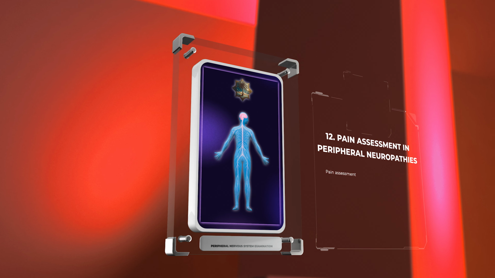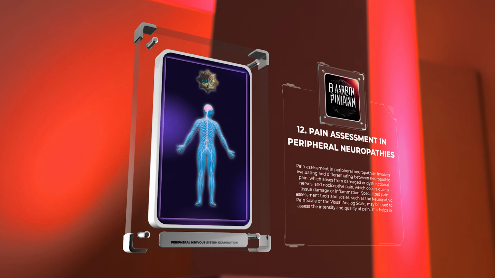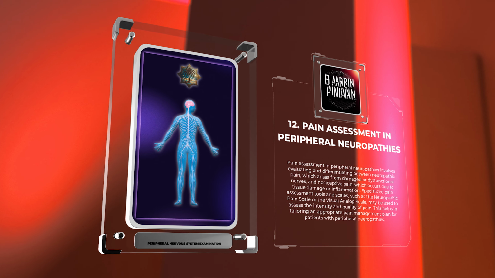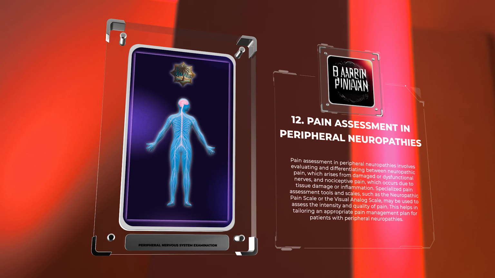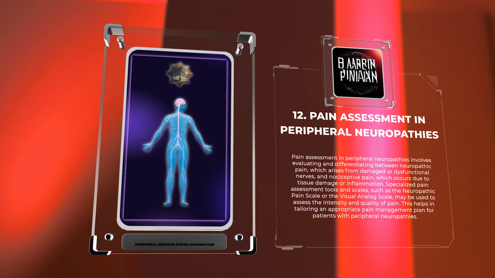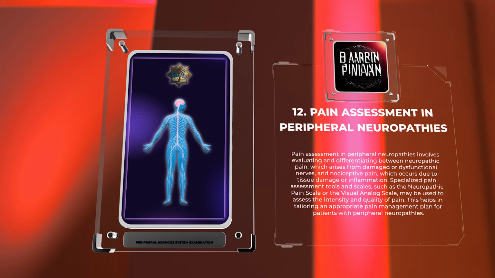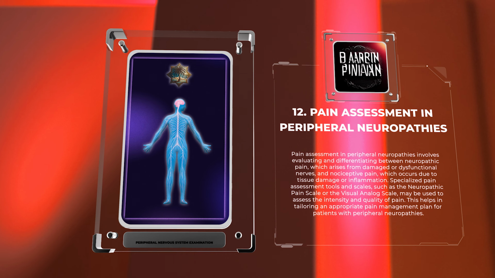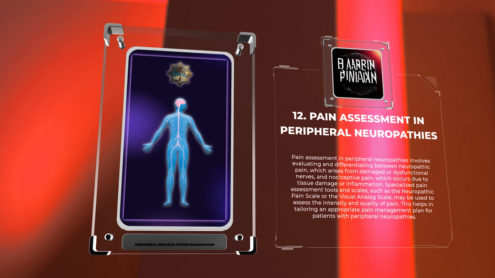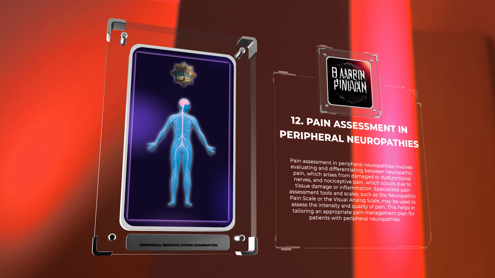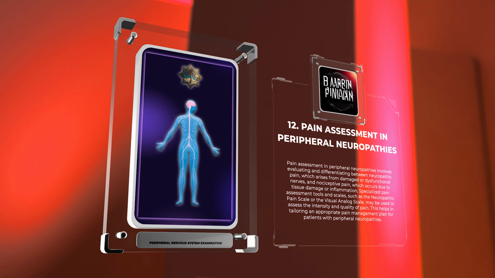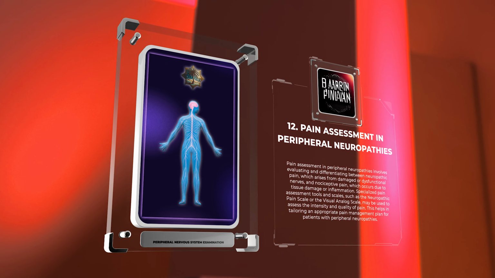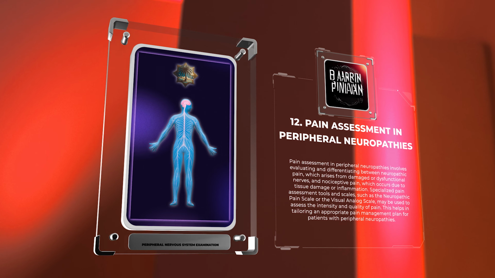Pain assessment in peripheral neuropathies involves evaluating and differentiating between neuropathic pain, which arises from damaged or dysfunctional nerves, and nociceptive pain, which occurs due to tissue damage or inflammation. Specialized pain assessment tools and scales, such as the neuropathic pain scale or the visual analog scale, may be used to assess the intensity and quality of pain. This helps in tailoring an appropriate pain management plan for patients with peripheral neuropathies.